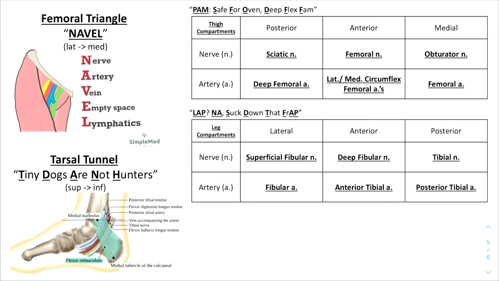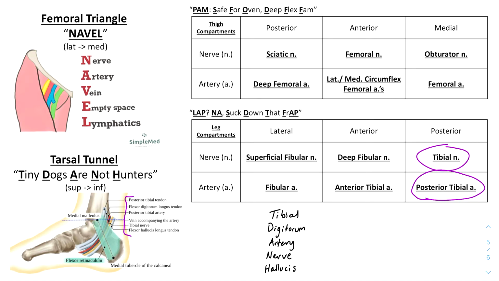So if we're in the world where we already wrote out the leg and thigh compartment tables, we can see that these are going to better prime for the contents discussed in the tarsal tunnel. So with the phrase tiny dogs are not hunters, we know that the T is going to be for tibial, the D is going to be for digitorum, A is going to be for artery, N is going to be for nerve, and hunters is going to be for hallucis. But remember, on the anatomy exam, you probably have to know exactly what all these really long term names are. And so 2 of these will be made easier because the artery and the nerve that are talked about are the same artery and nerve that are mentioned in my table for the leg compartments, because the nerve and artery are going to pass through the posterior compartment in order to get through the tarsal tunnel.